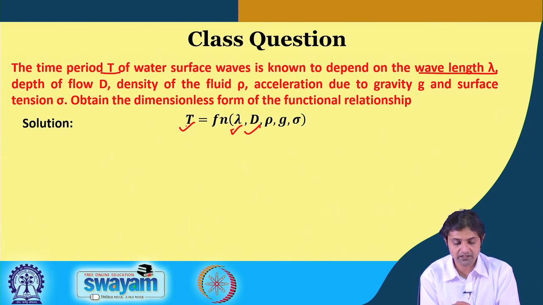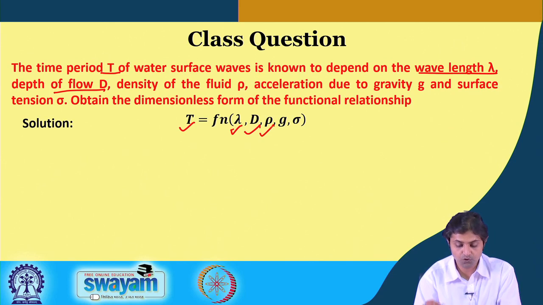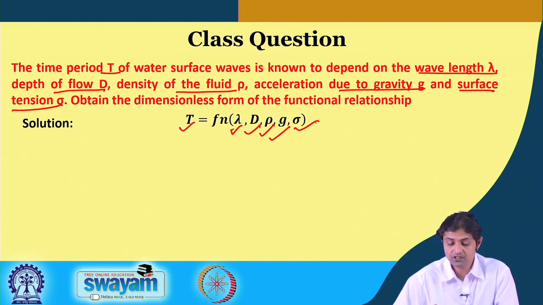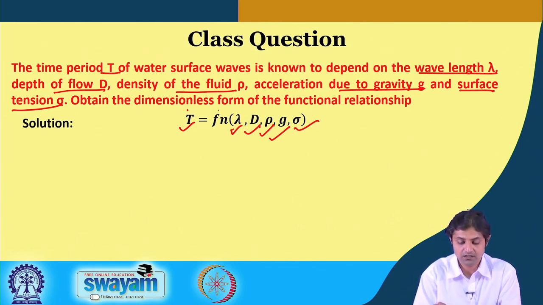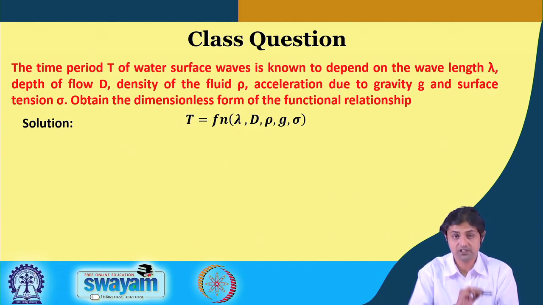So, going back again, the time period t depends upon wavelength lambda, we have already ticked it. Depth of the flow d, we have already ticked it. Density of the fluid rho, acceleration due to gravity g, and the surface tension sigma. If you see how many terms there are: 1, 2, 3, 4, 5, 6. So, a total of 6 variables are there.